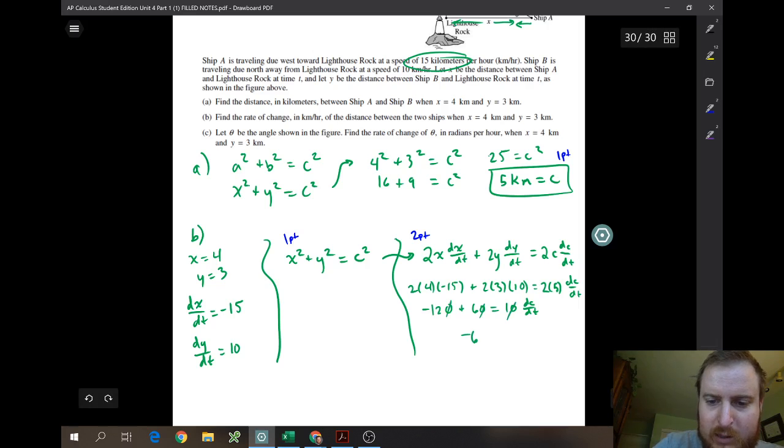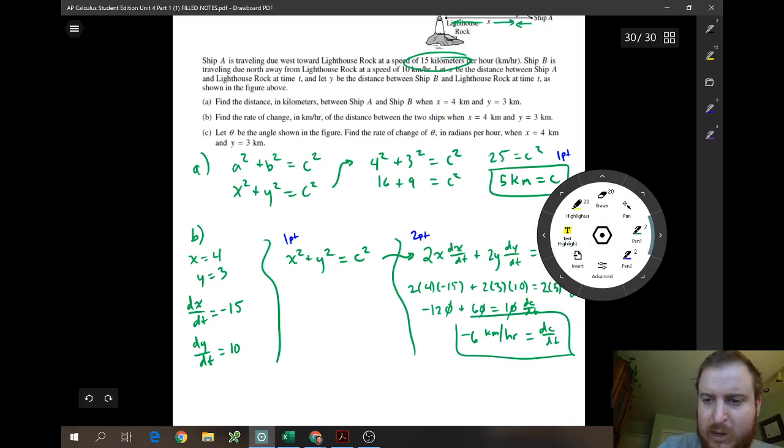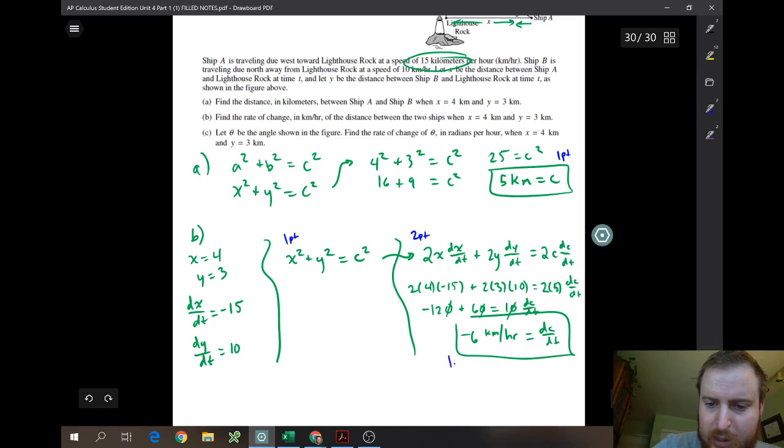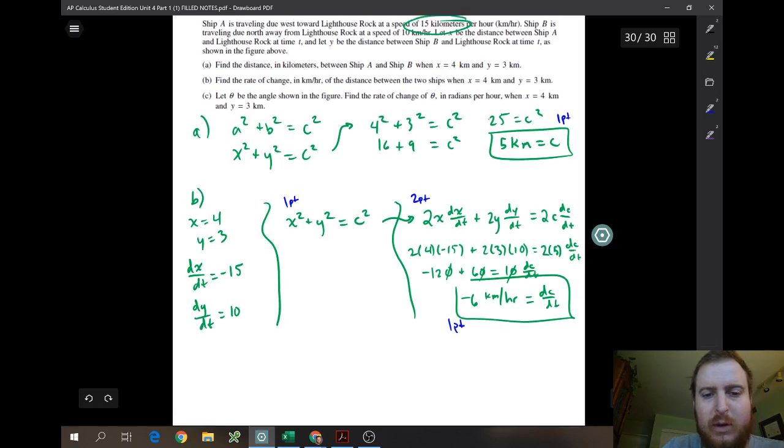So negative 6, and we need our units, which are going to be the same kilometers per hour that we had for the other 2 speeds. So this answer of negative 6 kilometers per hour, that's your 4th point. And again, you really do need those units there. So the first one was just 1 out of 1, and this would have been out of 4.